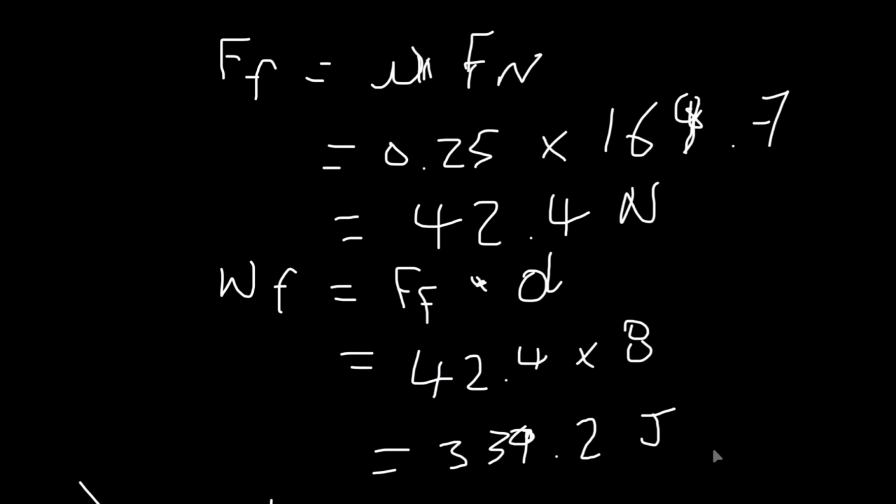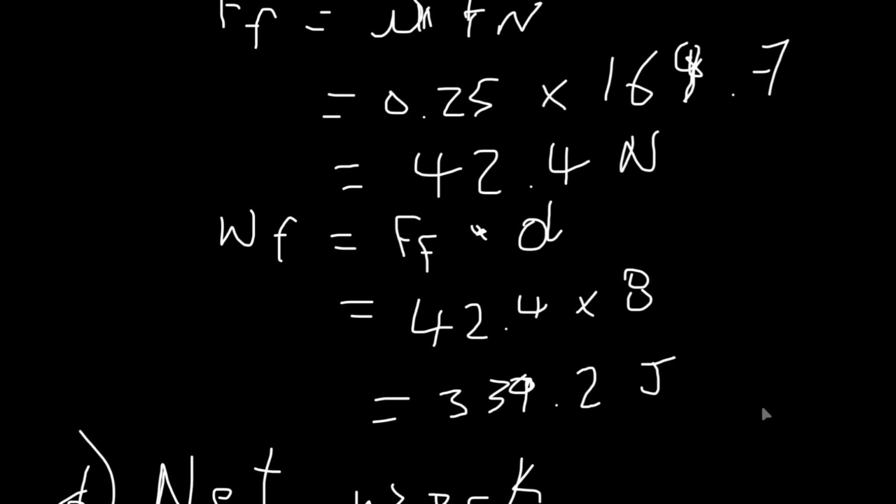And then the work done by friction would be friction force times displacement, which is equal to 42.4 times 8. Multiplying them together gives 339.2 joules. Again, the sign of this would be negative since it is going against the direction of motion of the object.